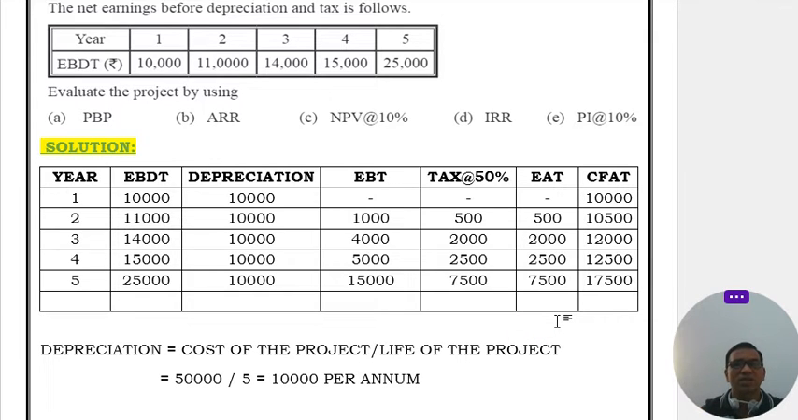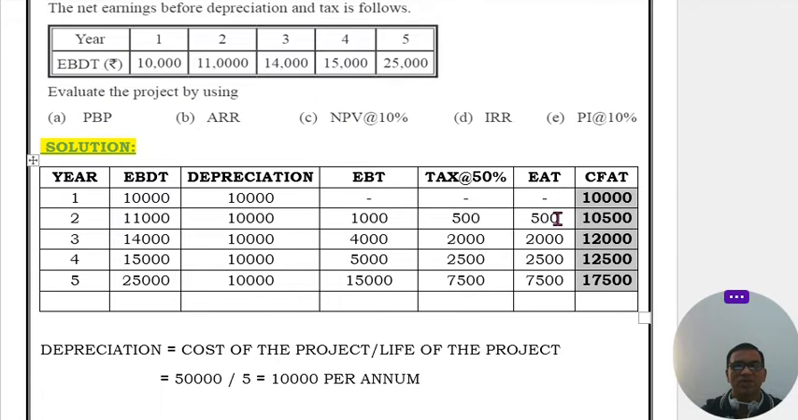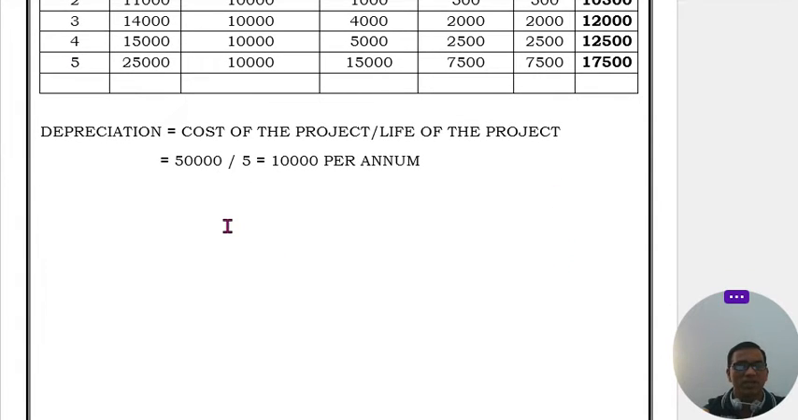In order to calculate payback period, NPV, IRR, PI, we need CFAT, the cash flows. So now we have calculated the cash flow values. And for ARR, we take the earnings after taxes, the profit after taxes. So let us start with the methods one by one. First one is the payback period method.